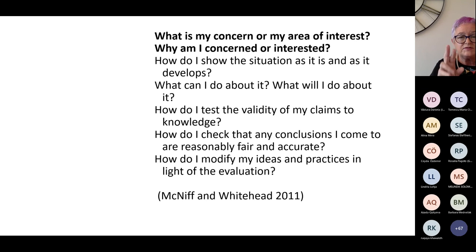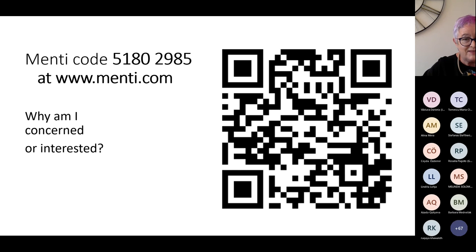Okay, so I'm revisiting now our plan that I showed you. And I said we're focusing on the first two questions. So we did what is my concern or my area of interest or what am I passionate about? I'm now moving on to the second one, which is why am I concerned? Why am I interested? Why am I passionate? And it's something that has to be addressed, and it's a far more difficult question, so be ready for it.